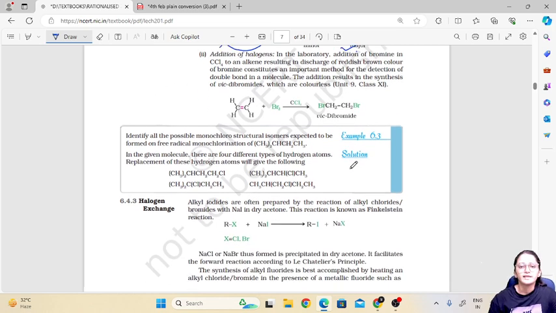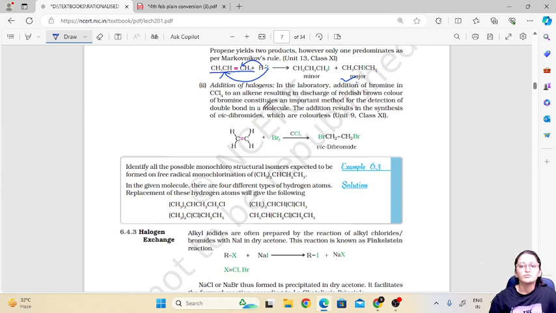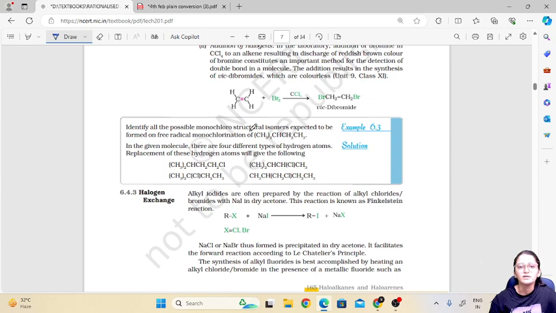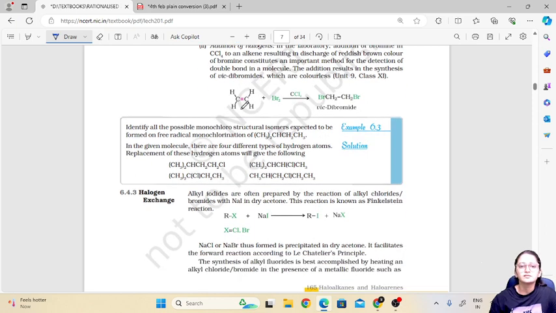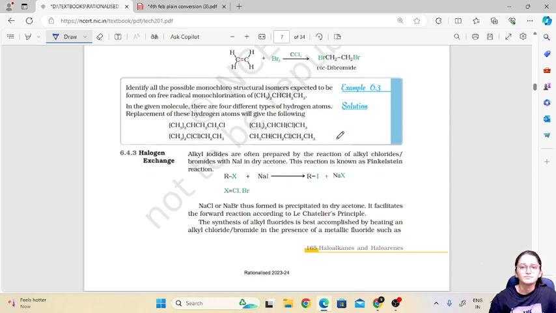Then addition of halogens. Addition of bromine in carbon tetrachloride to an alkene, resulting in discharge of the reddish brown color of bromine, constitutes an important method of detection of double bond. So this method of treating alkene with bromine and carbon tetrachloride is used, and it is detected by discharge of the reddish brown color, which detects the double bond in the molecule. So we get vicinal dibromide, and if you have this present, then it has a double bond.